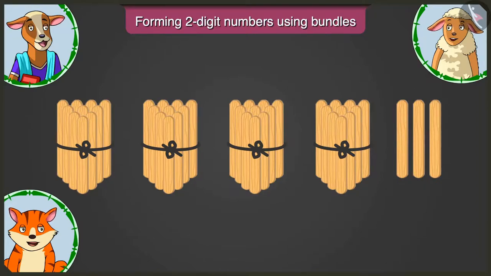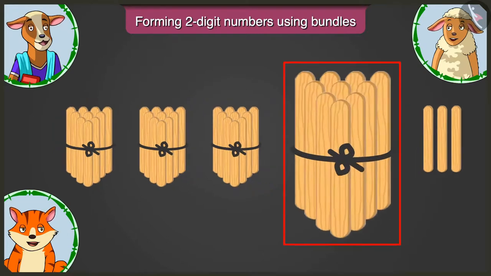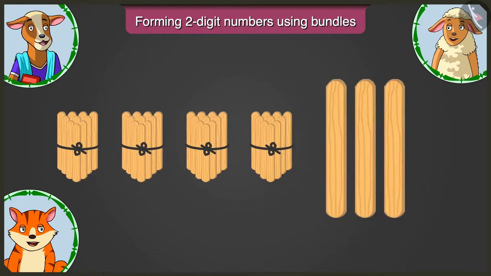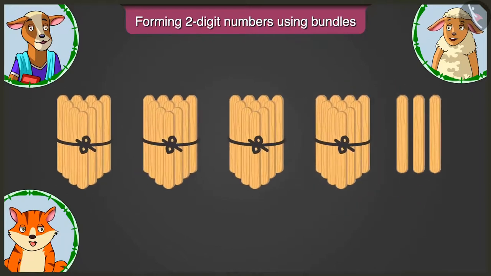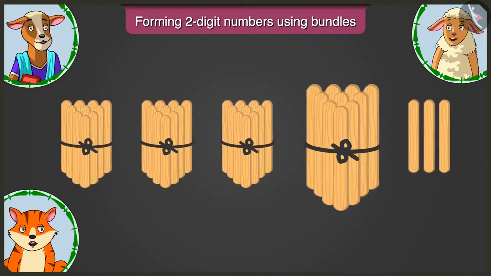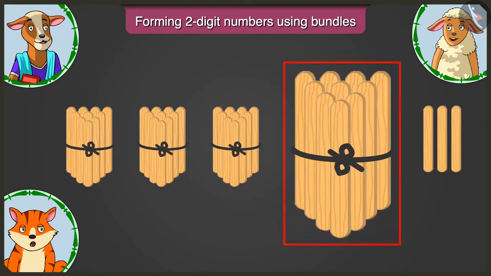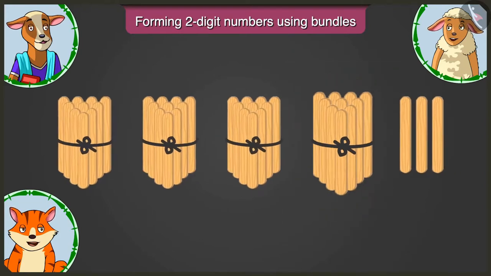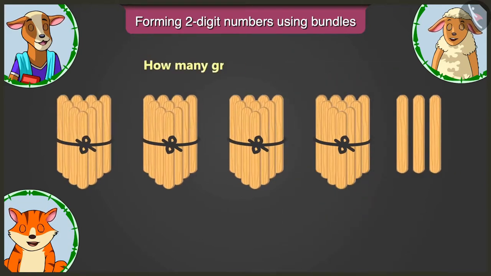Hey Billy, what is this? Bundles of tens means that group must have 10 objects. Here there are only 3 sticks, so we cannot make a bundle of 10 with them. It means that to make a bundle of tens, a total of 10 objects are to be kept in one group together. Yes. How many groups of tens are there?